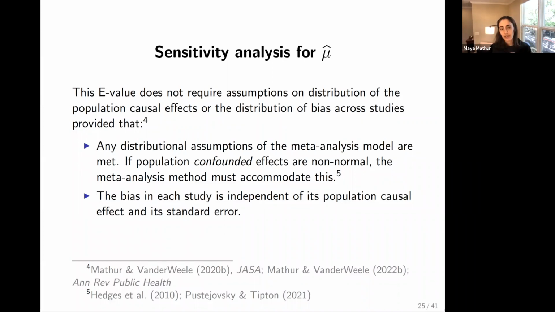The second assumption is that the bias in each study is independent of its population causal effect and also its standard error. So this is important in that we can't be in a situation, for example, where it's specifically the smallest studies that are the least biased, or a situation where studies with larger true causal effects are more or less biased. Note that this is not talking about independence from the confounded effect. Of course, the bias is going to be associated with the confounded effect because more bias is going to be associated with a more spuriously inflated confounded effect.